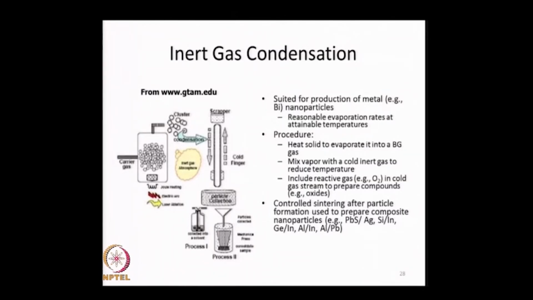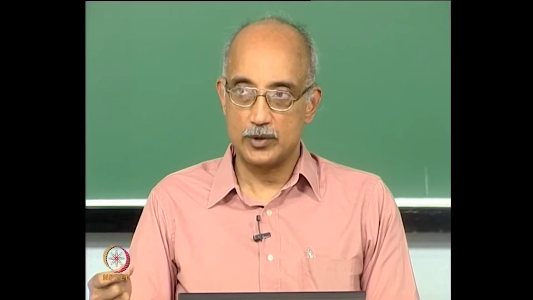This is a schematic of an inert gas condensation process, which is particularly suited for production of metal nanoparticles. Now, these metals have reasonable evaporation rates at attainable temperatures. So, as we saw in the previous slide, the first step is to take the precursor and convert it to vapor form.